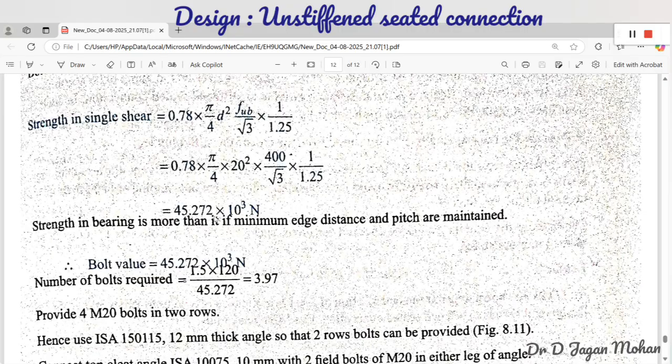Generally, the bearing value will be more for the bolt when compared to the shear value. So you consider the number of bolts required, that is the total occurring factored shear force divided by the shear capacity of a single bolt. It requires about 3.97. You round it to 4 number of bolts. So 4 bolts means in a row 2 bolts, so total will be 4.